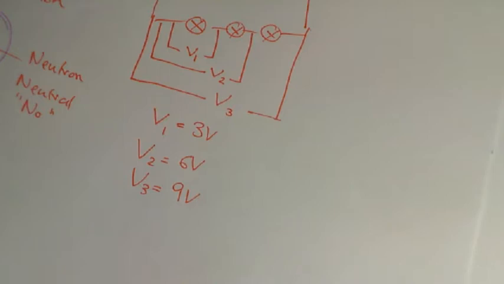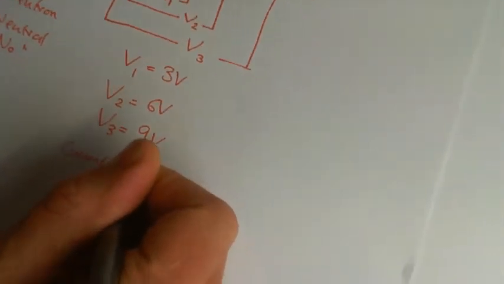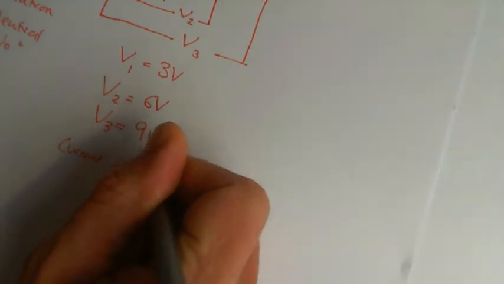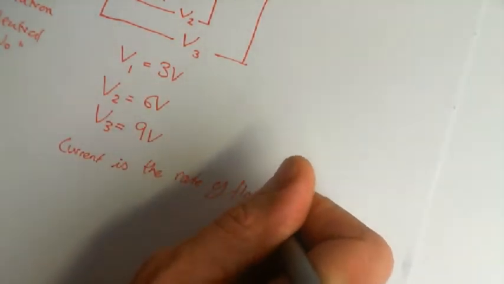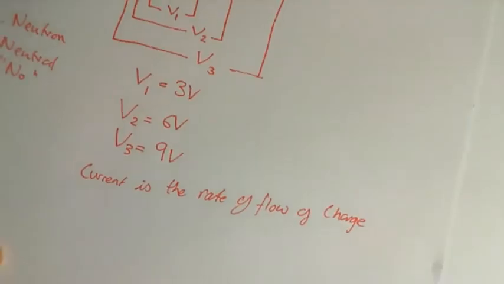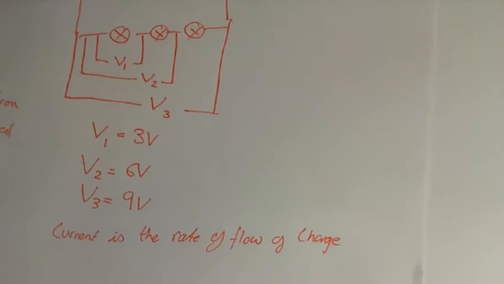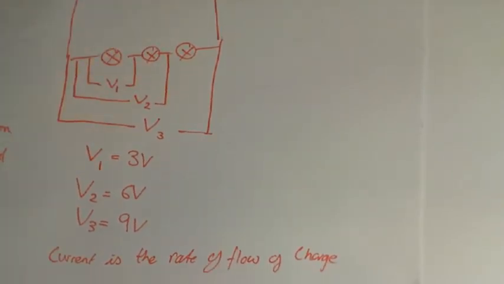And one last bit, and that's to do with current. So current is the rate of flow of charge. And basically what that means is, how fast do the electrons go around the circuit and how many have you got going around. Okay, rate of flow of charge.